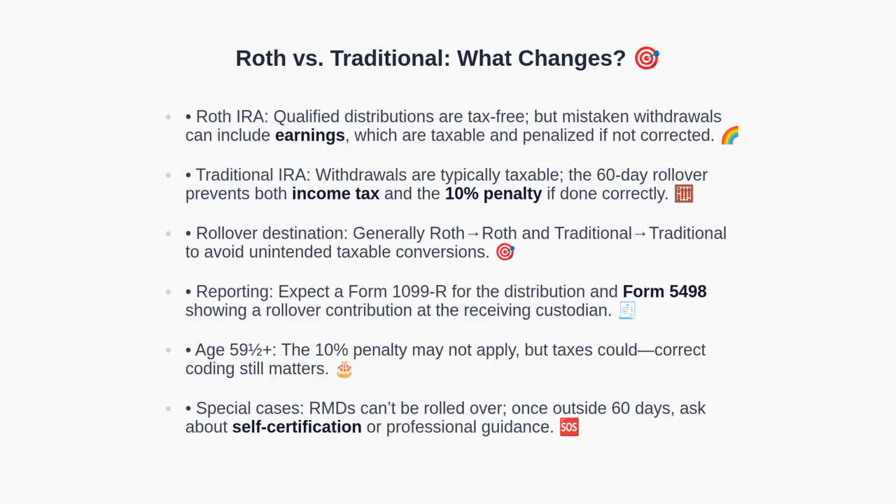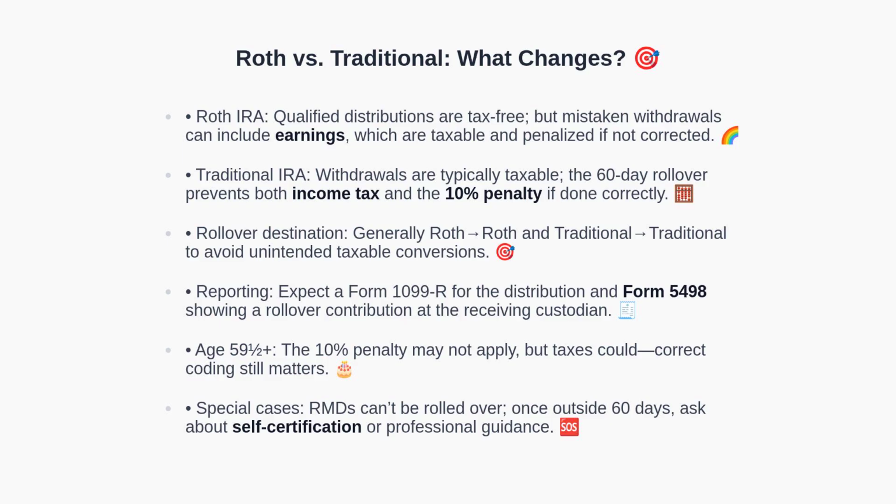For Roth IRAs, qualified distributions are tax-free, but an accidental withdrawal can include earnings that are taxable and potentially penalized if not corrected. For traditional IRAs, distributions are typically taxable, and the 60-day rollover, if properly executed and coded, prevents both income taxes and the 10% early distribution penalty. To avoid unintended taxable events, generally roll Roth to Roth and traditional to traditional.